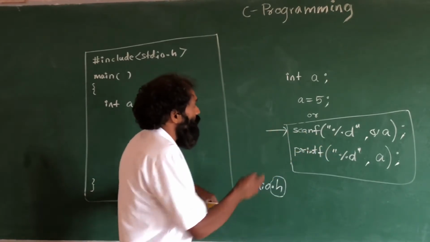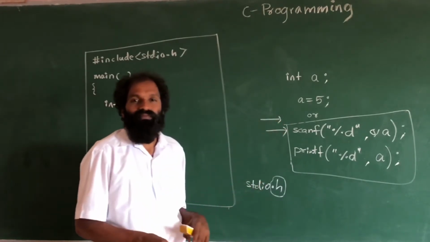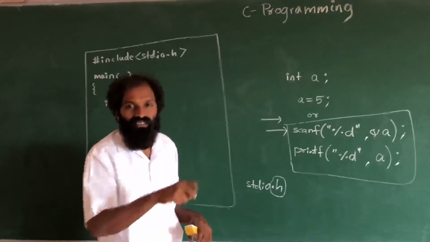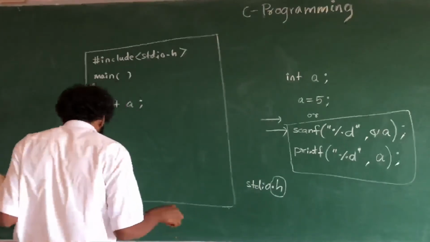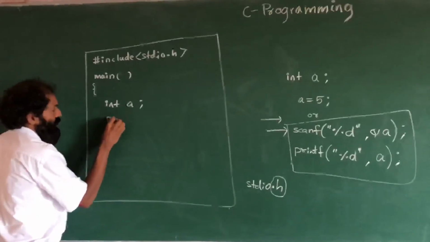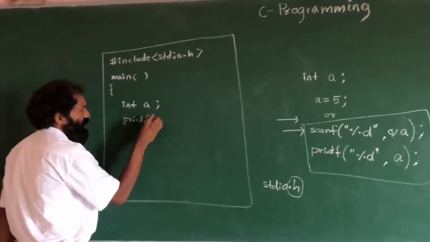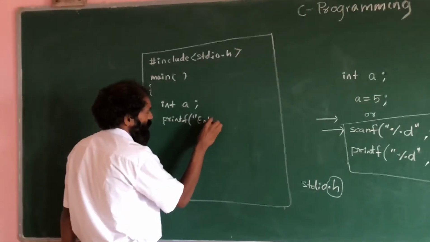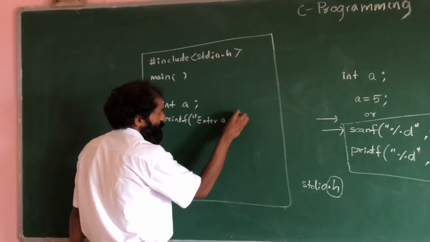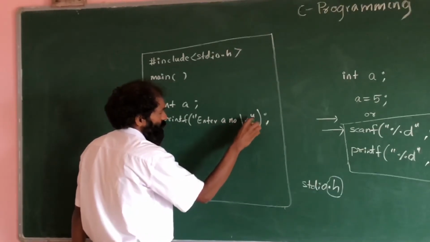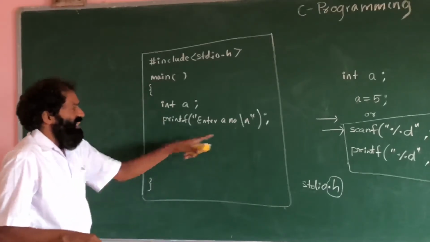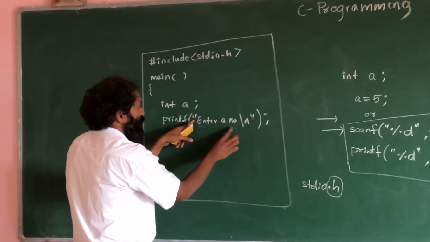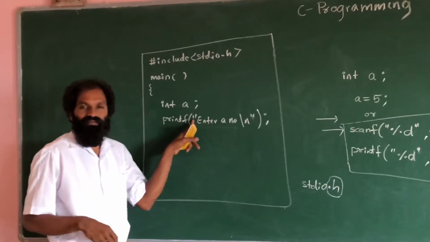So, before this, you have to give a message: type a number, or enter a number, give input. Something you have to write. That is why here we need to write. It is not compulsory, but to understand, we have to write. Enter a number. It is just a message. We have to write it inside double quotes. Inside the double quotes, whatever you write will be printed on screen.